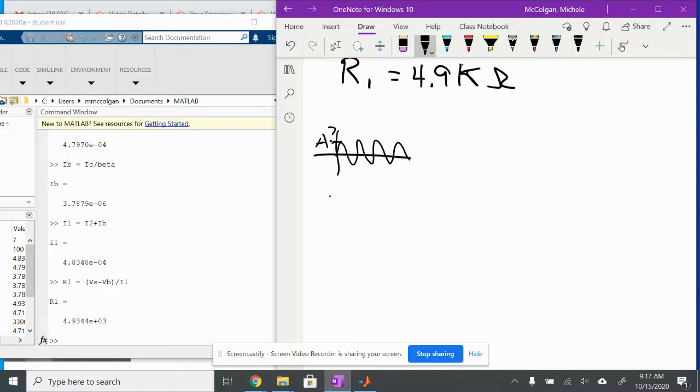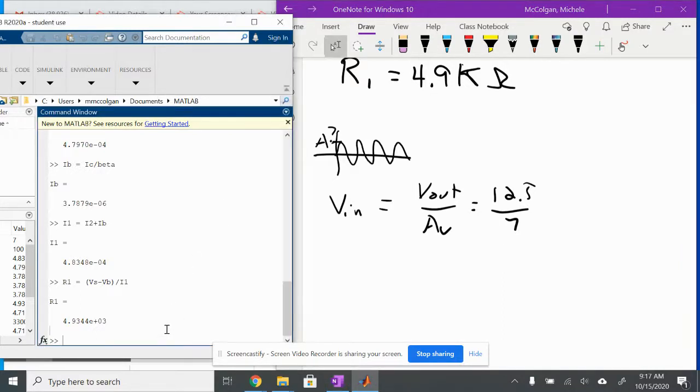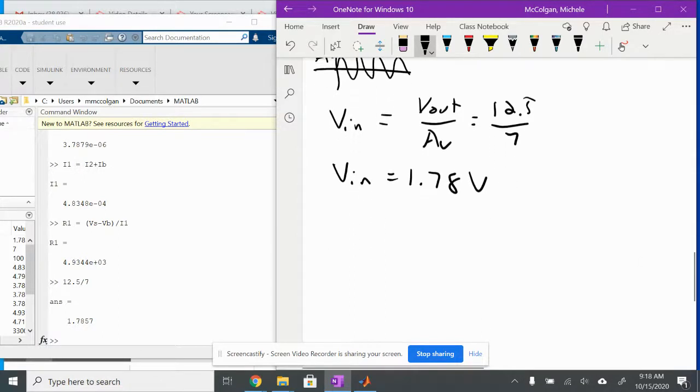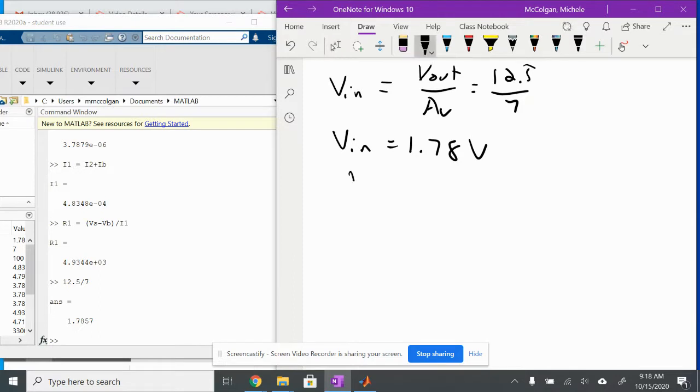Well, I can figure out V in, because I can get that from AV. So AV is V out over V in. So V in is V out over AV. And I know that's going to be 12.5 divided by 7. So 1.78. So V in, the biggest it can be is 1.78 to have the full swing in the output signal. And then last thing, I'm going to do the load line.